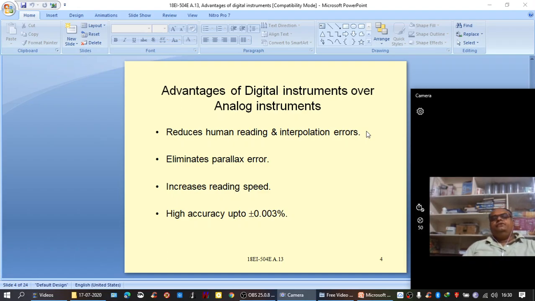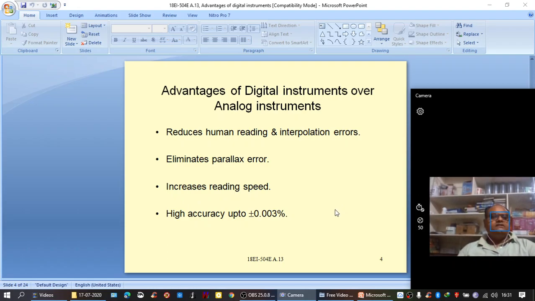So using digital instruments, parallax error is eliminated. Why? Because the value is indicated as a discrete numeral. If it is 1.3 milliamperes, you can see 1.3 directly. There is no question of ambiguity or doubt or even calculation, interpretation or interpolation. All this is not necessary. Directly you can read the value. Third, it increases the reading speed.